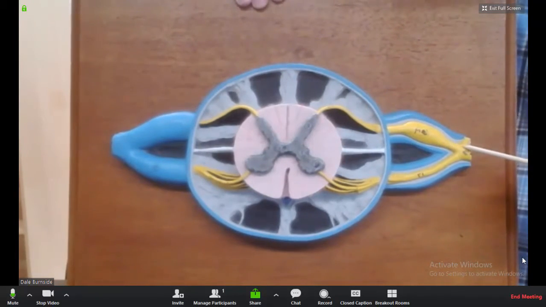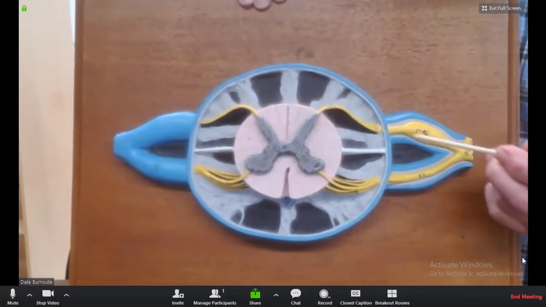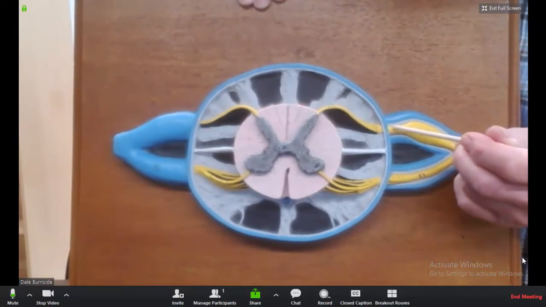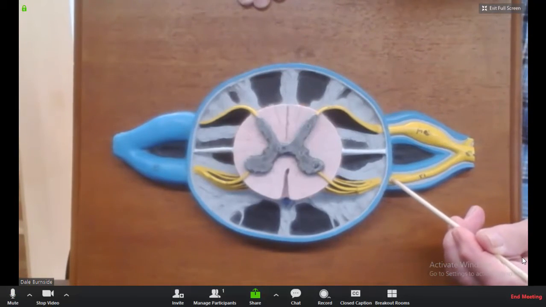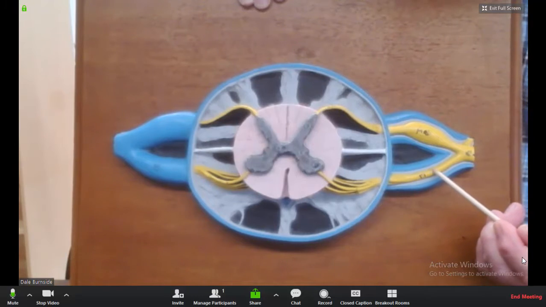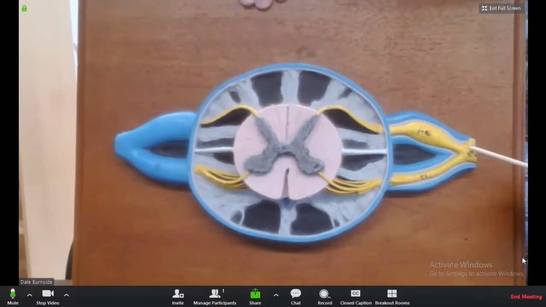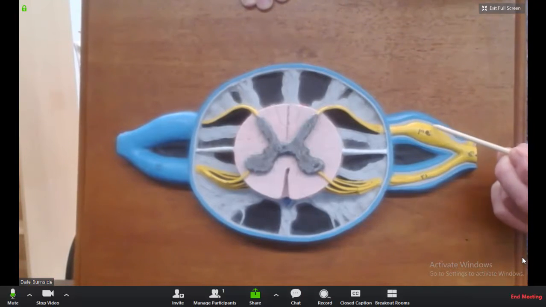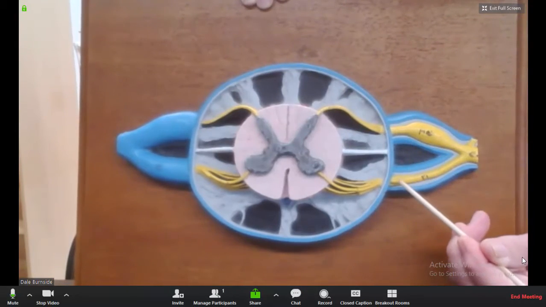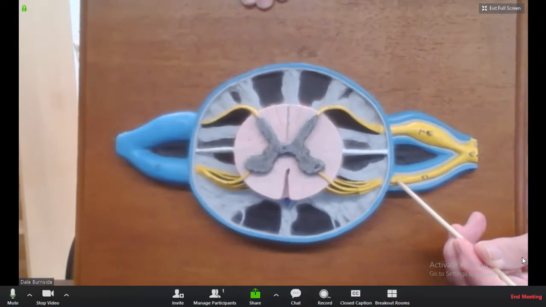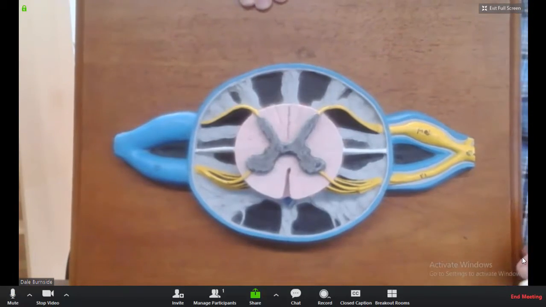This is the dorsal root, it's a nerve coming in, and this is the ventral root, it's a nerve going out. Okay, so there are sensory neurons in the dorsal root, and there are motor neurons in the ventral root.